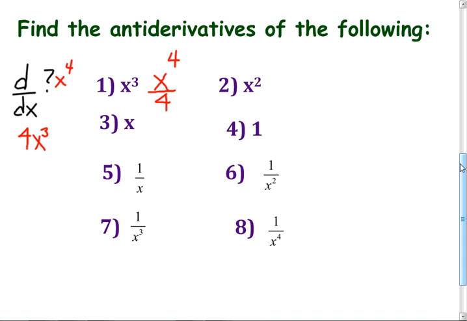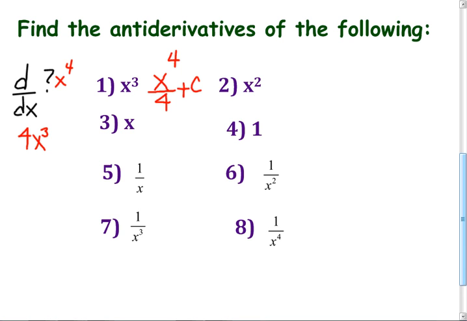Okay? And by the way, couldn't there be a number added on there? What's the derivative of a constant? 0. So couldn't you have a constant added in here? We'll call it C. Now, how do I know that's the antiderivative? I'm just going to take the derivative.